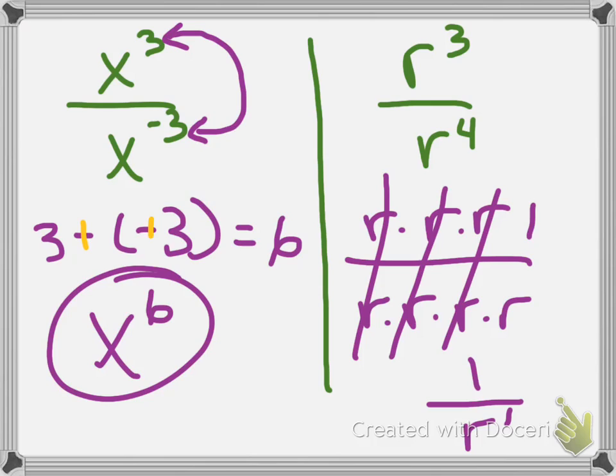I showed you that a little bit ago, but this is another reason why. I don't really have to put that 1, though. Okay, so it's 1 over r. I hope this has helped.